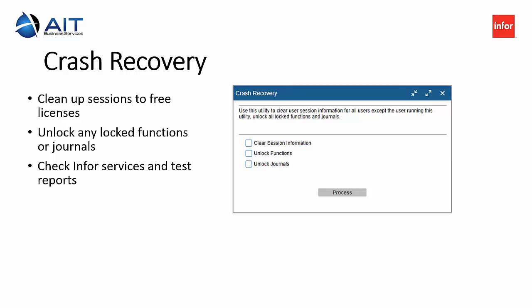To get everything working properly again in the event of a system crash, you may have to do any or all of the following: unlock any locked functions, any locked journals, and clean up any orphan sessions to help free up licenses. You'll see here on the screen, this crash recovery utility will perform all of these functions simultaneously. You do have the option to go to each of these forms separately. That case may be if you have a specific user that has experienced a local crash due to a power outage or a battery that's died on their computer, something like that. It may be easier for you then to go in and perform these actions individually instead of system-wide.